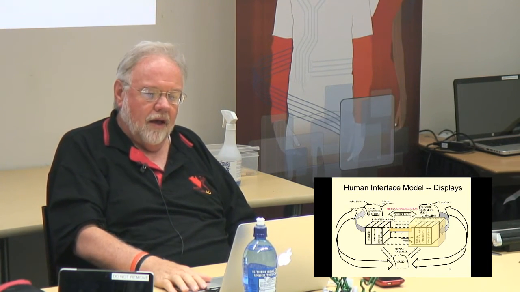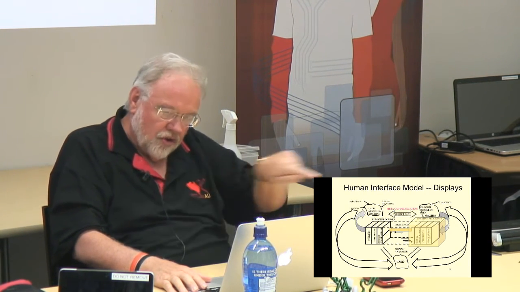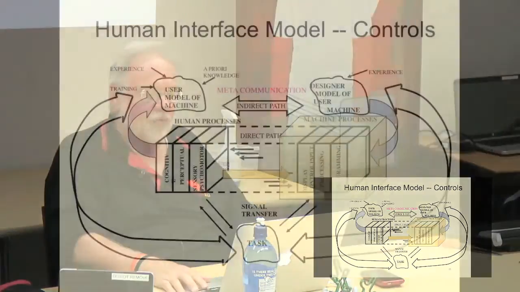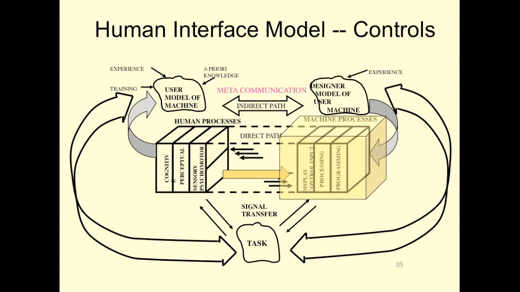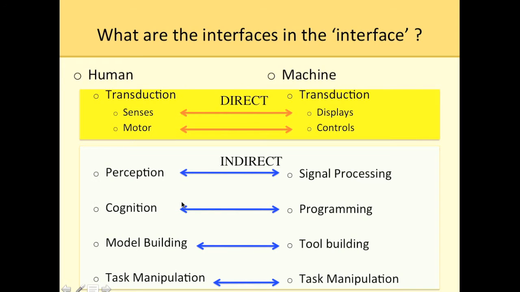Okay, so there are two aspects of this pathway. One goes toward the human. That's what we generally call displays. And the other one is what comes back, which is what we call controls, as far as the machine side is concerned. So here we have the machine side with generally the displays we think about: visual, acoustic, tactile. There are others, olfactory and so forth. And then the controls: movement, sound, and so forth. And that's mapping this same picture that I showed you before with the direct things. But we also have all these indirect connections that we've seen before.